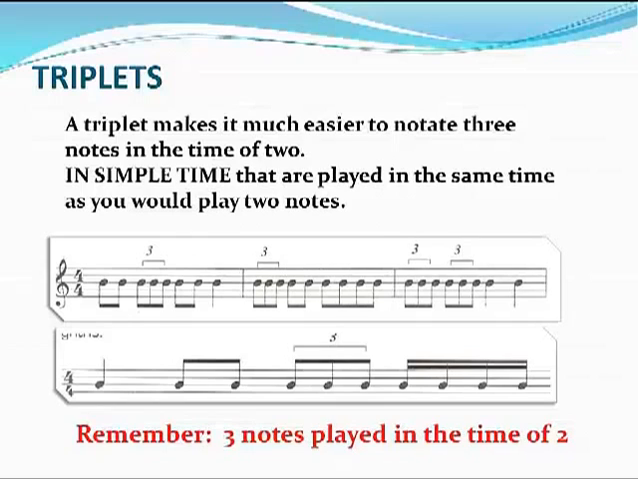Did you hear how the triplet eighth notes were played as 2 eighth notes? Here's the second example. In this example, you heard the quarter note, which gets 1 beat, 2 eighth notes, which get 1 beat, and 3 eighth notes, which get 1 beat. Then 4 16th notes, which also get 1 beat. Again, remember, you only see triplets in simple time.